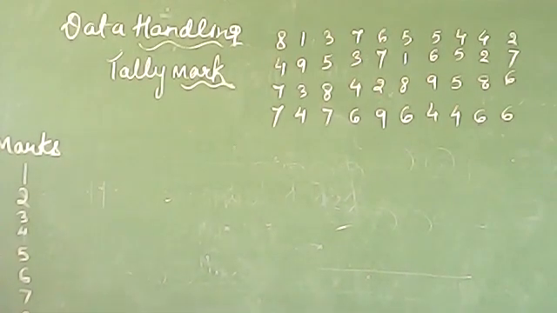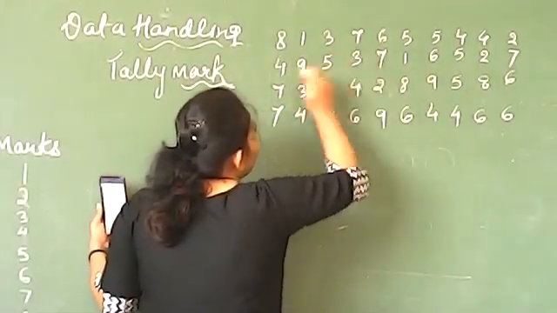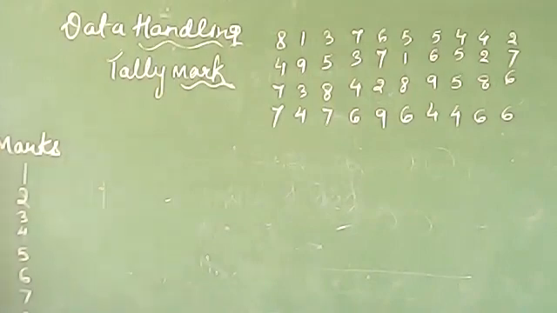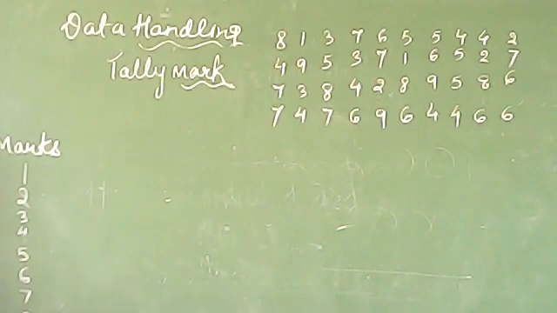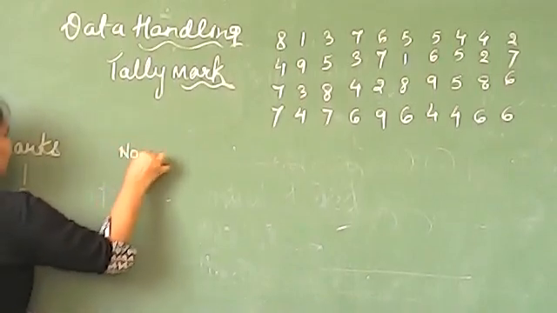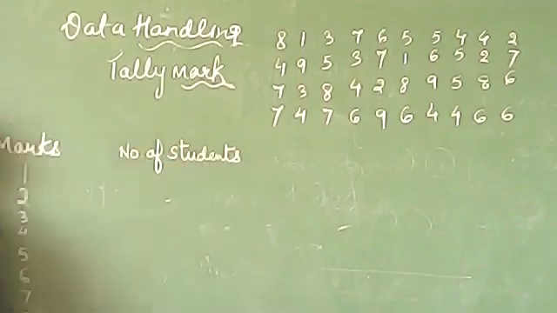So we will write the marks in the marks column. Here we have 1, 2, 3, 4, 5, 6, 7, 8, 9. So I have written the marks from 1 to 9. Now you can see the same marks are repeating many times, so here we are talking about frequency. So we will write here number of students. And the last column will be telemark.